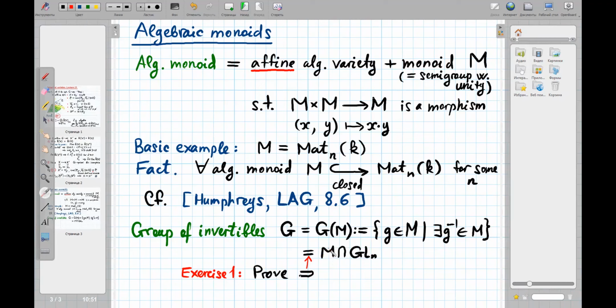It is an algebraic monoid. You just embed. This is not in this example. This is a general situation. You take any algebraic monoid, you embed it in the monoid of matrices, and you take the invertible elements of M. It is exactly the intersection of M with invertible matrices. Okay?